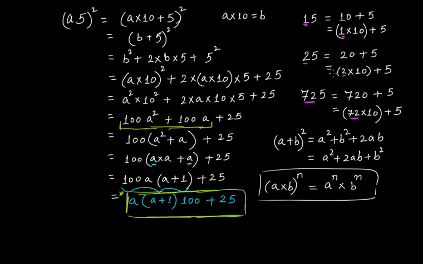In all these cases, you can see here, in this 15, 1 was a, in this 25, 2 was a, in this 725, 72 was a. Now let's solve some problems based on this. You have to remember this formula, and let me write it here. We have a times (a plus 1) times 100 plus 25. This is our formula.